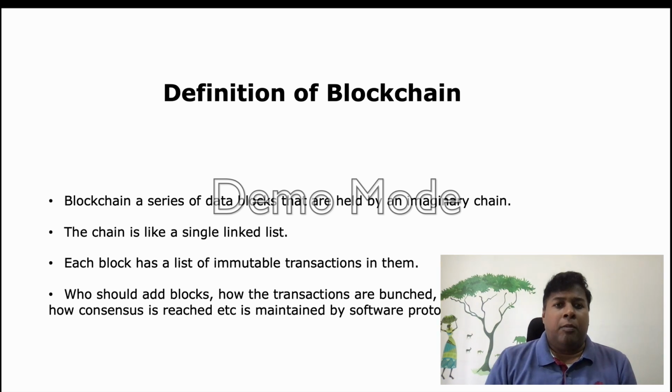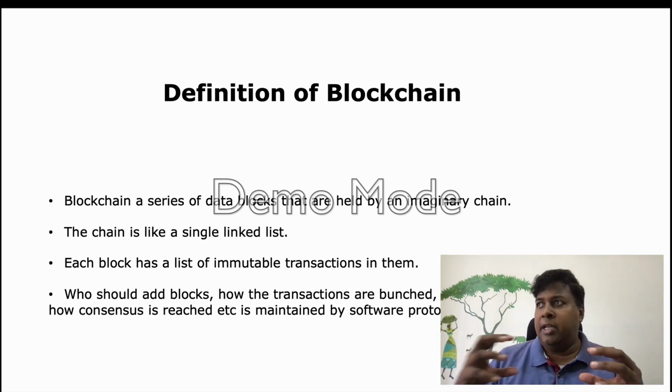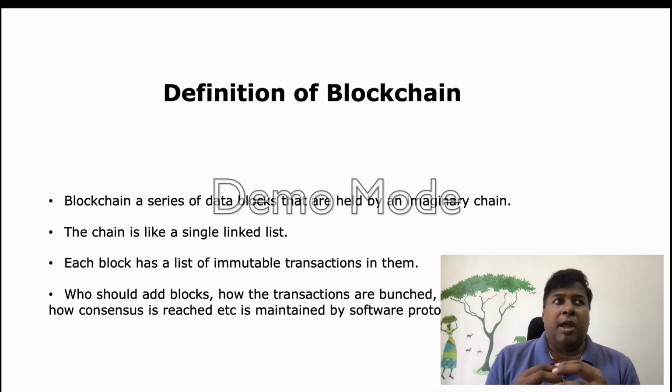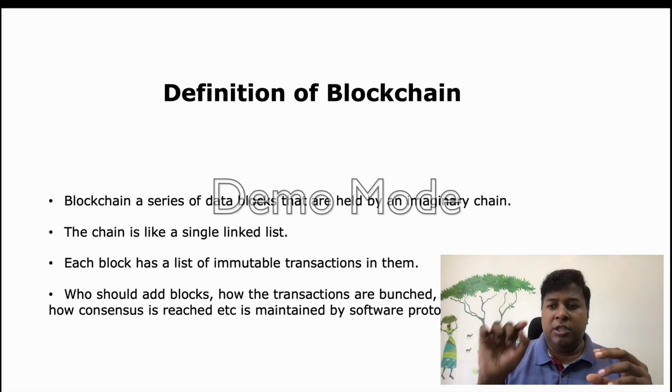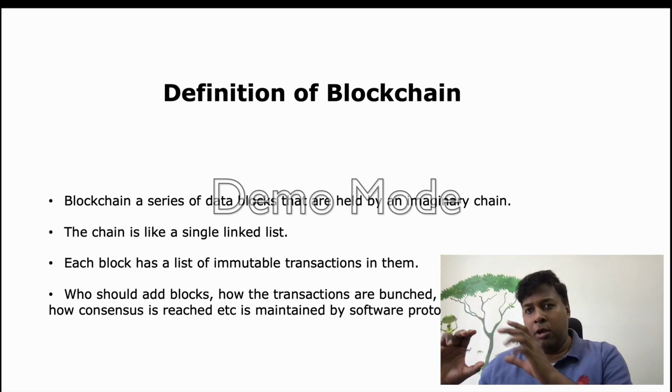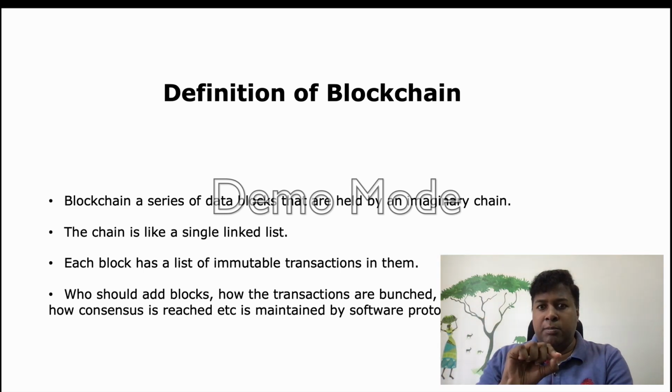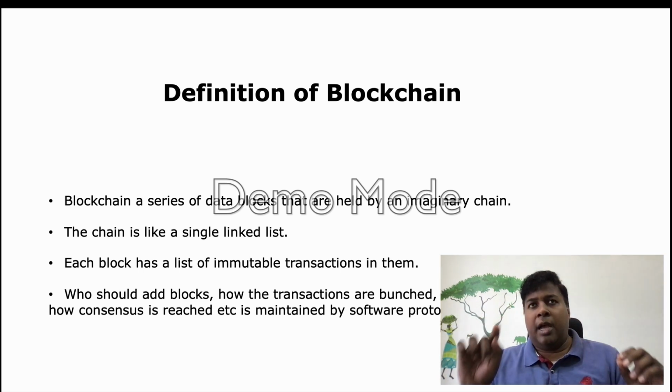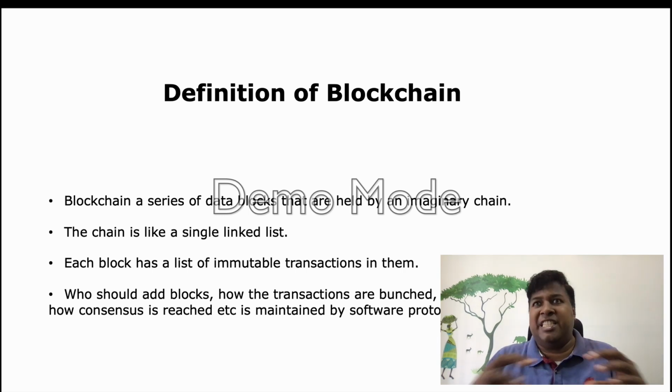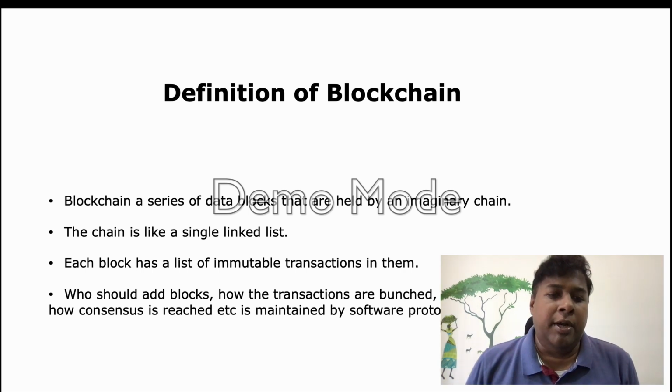So this chain is like a linked list, which means you have blocks, and this block is connected to this block because this block has the information of where this block is. It stores that information, and then the next block has the information of where this block is, right? So that is how a chain is created. That's why it's called a blockchain. Okay, so understand that, right?